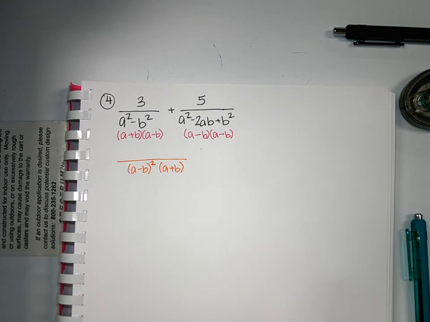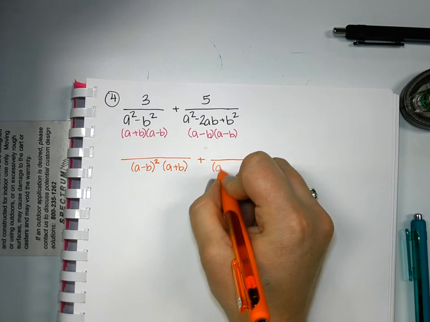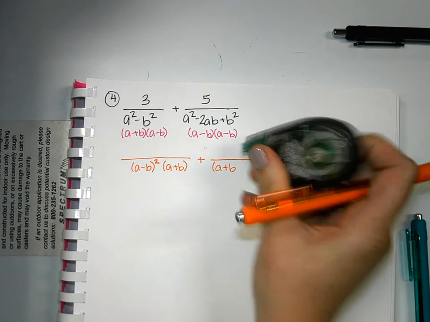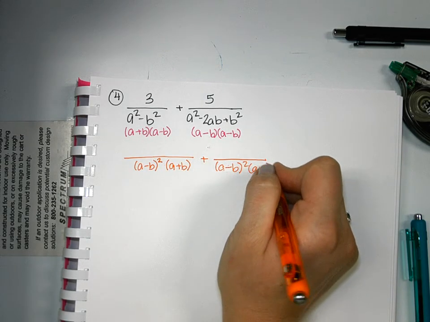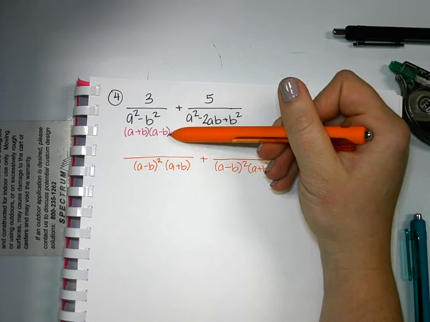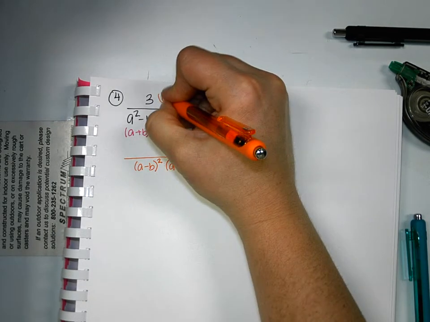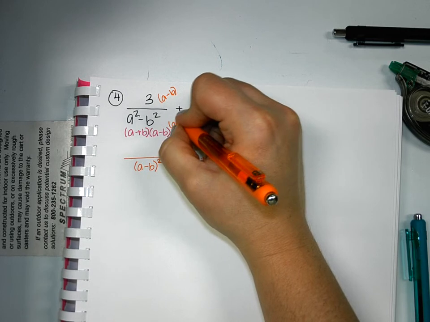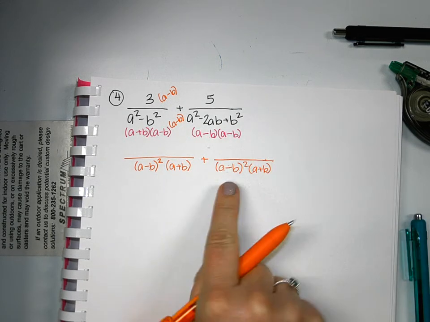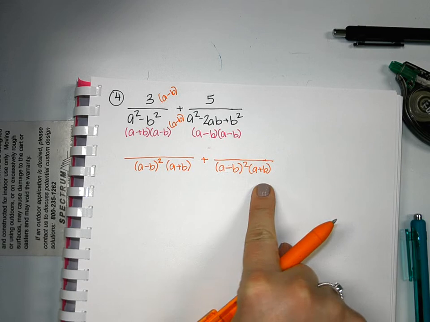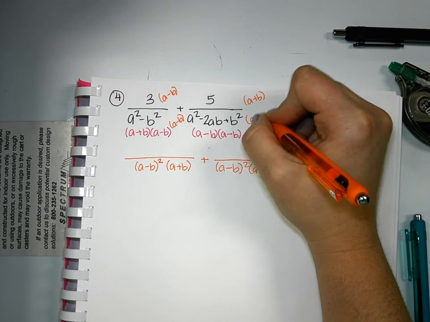So now we have to figure out what do we need to multiply the numerator and, whoops, that should be a minus, to make sure our fractions match. So this first one, it had the a plus b, it had one of the a minus b's, so that means we have to multiply top and bottom by another a minus b to get it to become our common denominator. On the second fraction, it already had the two a minus b's, so that means we had to multiply by a plus b on top and bottom to get our common denominator.